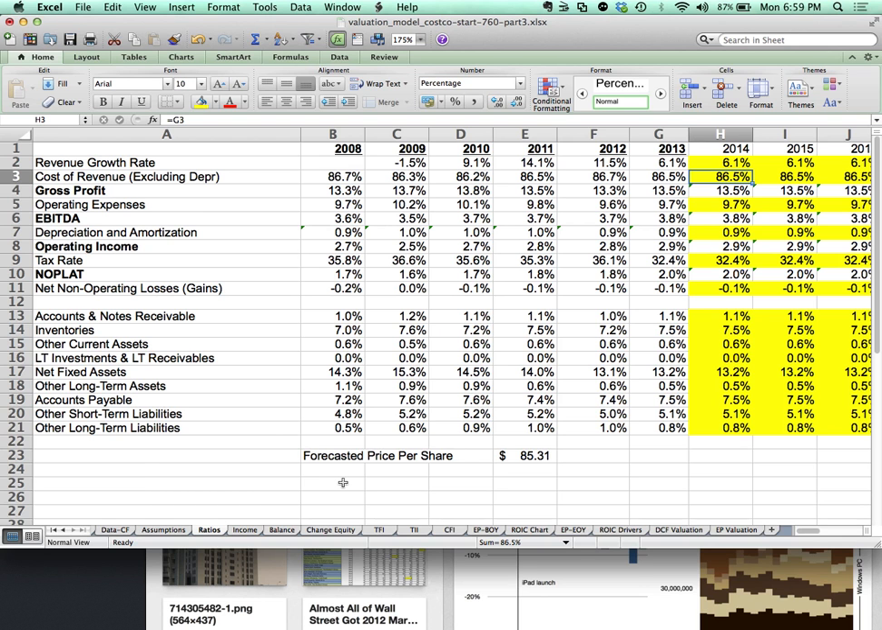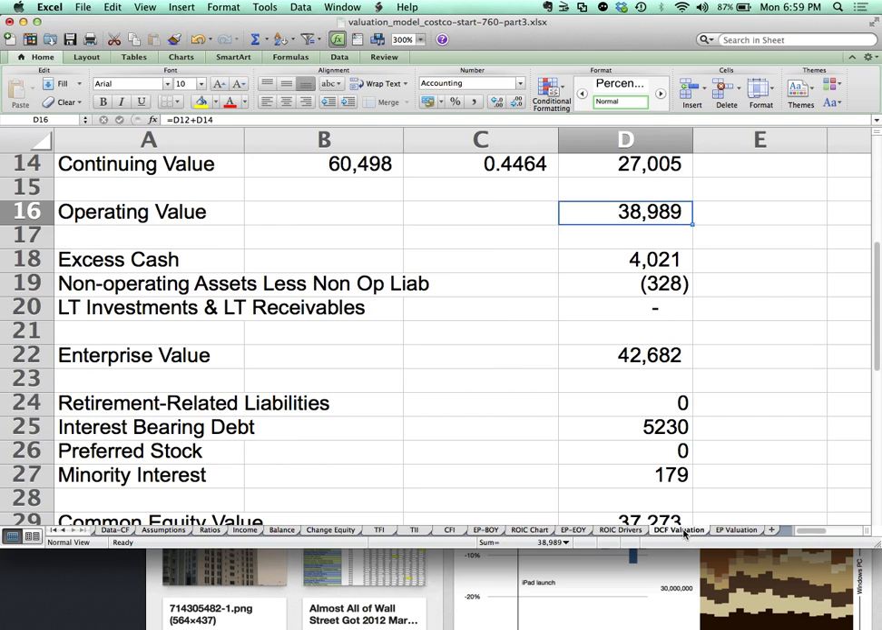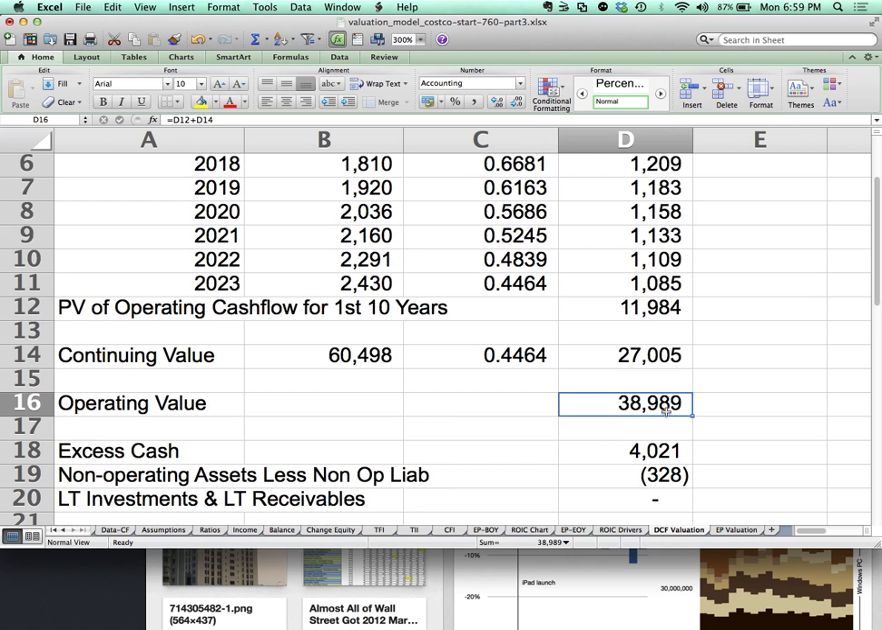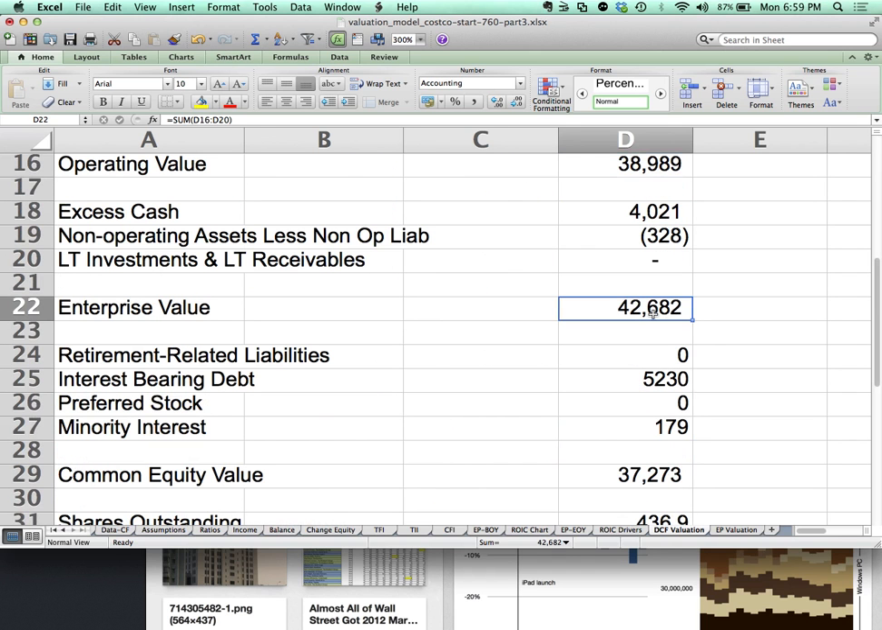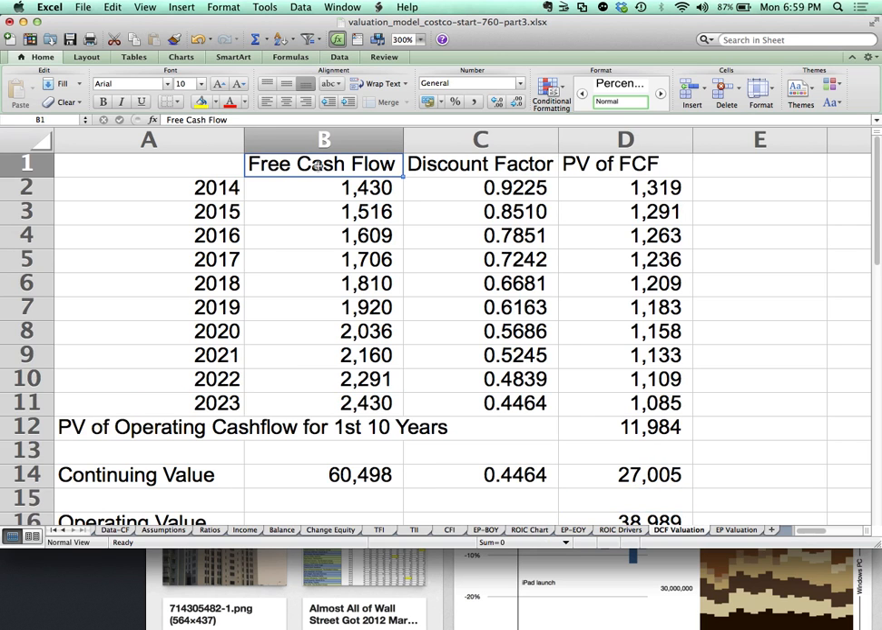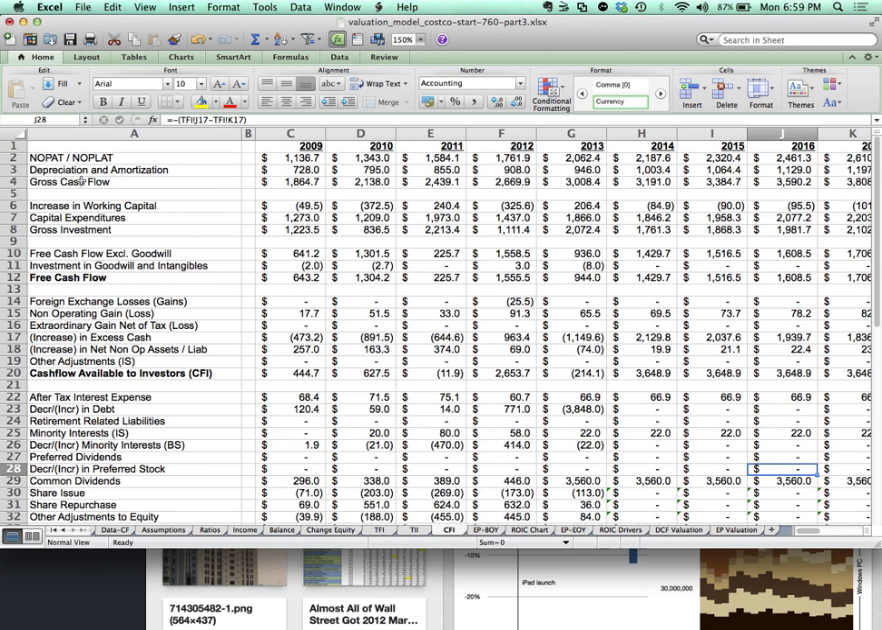Most of the value, and we can see this on our DCF valuation of Costco, is in the operating value. Almost $40 billion of their $42 billion enterprise value is the operating value. The operating value of a firm is based on the free cash flow. So what matters most are the ratios that determine free cash flow. Free cash flow, which we can remind ourselves from the CFI screen, is gross cash flow minus gross investment. So what we care about are the ratios that determine gross cash flow and gross investment. I'm going to start out with gross investment.